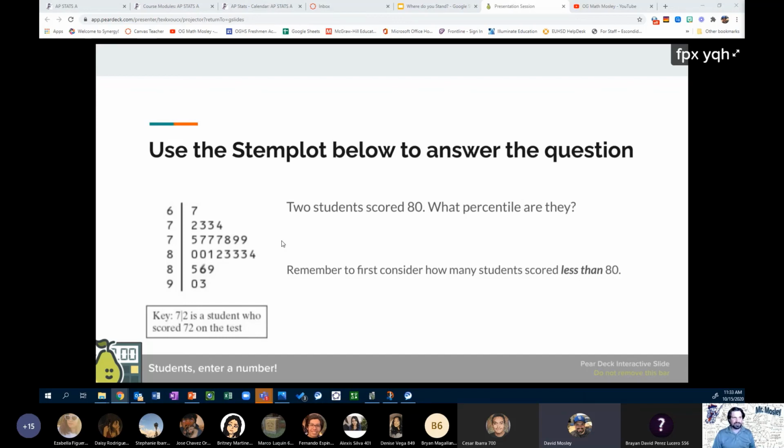48% of students scored less than 80. 52% scored higher than 80, 80 or higher. Okay.